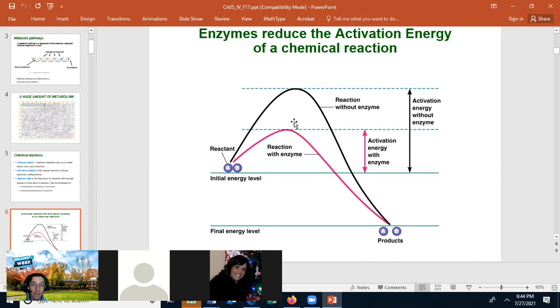Enzymes reduce the activation energy of a chemical reaction. For example, if you have the reactants A and B, if you give it enough energy, it can convert into the products A and B. For example, glucose right here can be converted into CO2 and water, but to do that, you have to heat the glucose to the activation energy without the enzyme. And how you can do that is you take a blowtorch to the glucose and you'll cause it to burn into carbon dioxide and water.